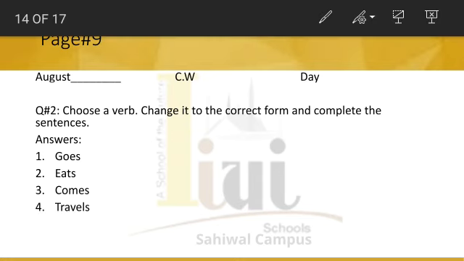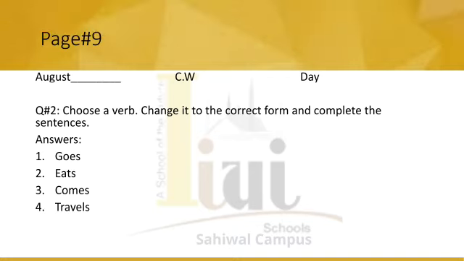Fifth one, she trains for 3 hours each day. She is again a singular subject, so the verb which is given over here is train, so we will add s and it becomes trains. She loves her country, singular subject again, so write over here loves.